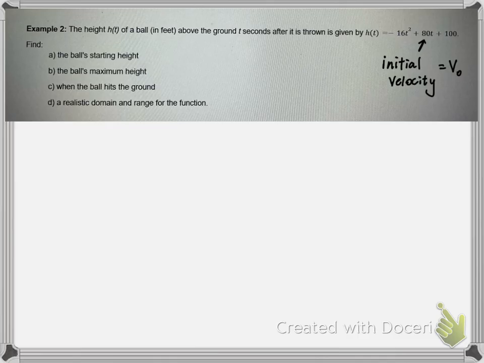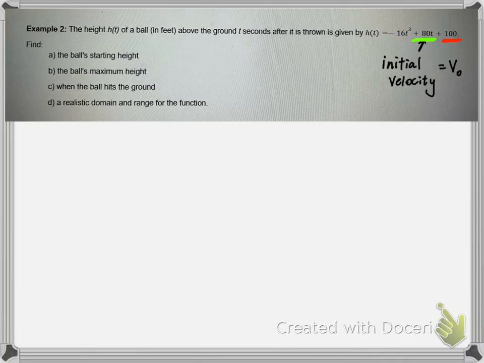I gave you some information you might not know unless you're in physics. If you don't know this, that's totally fine: the b value, the number associated with the single t variable, not the squared variable, is known as your initial velocity. So in this case, I had a ball at a certain height. Remember, we talked about heights being our y-intercept. So we're at 100 feet off the ground.